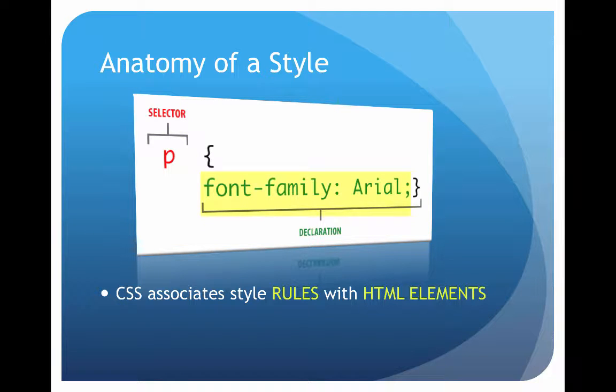Then there's the declaration. The declaration occurs within curly brackets, and there can be any number of rules that are associated with the particular selector element. So we have this declaration, we have font family, and it's saying that the font will then be Arial. That is the declaration. We could actually add to this if we wanted to. Things like color would be another declaration. Font size would be another declaration, and they would all be within the same curly brackets that affect the one paragraph selector in this case.